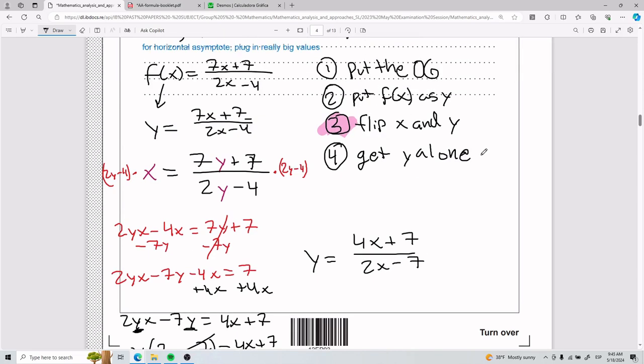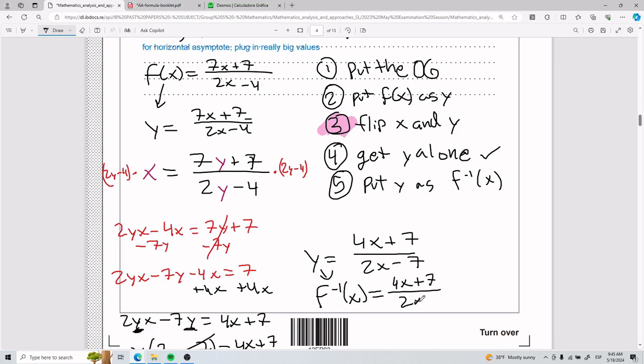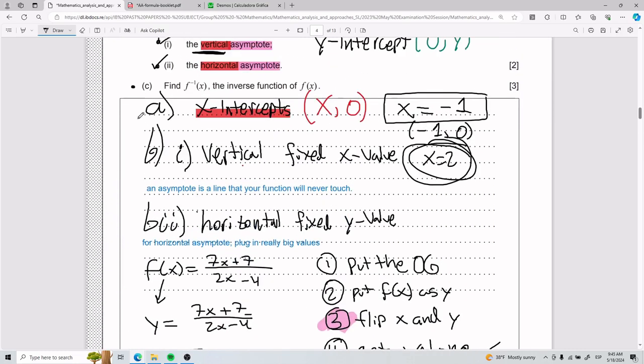And so now that you got y alone, your last step, just to be very organized, is put this new y as the inverse, see? This is just to be very rigorous in your approach. So you're just going to change the symbol here. So your inverse function is going to be this, see? And that is for part C, right?